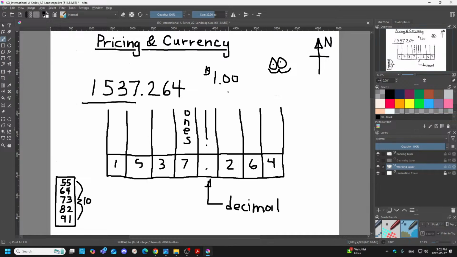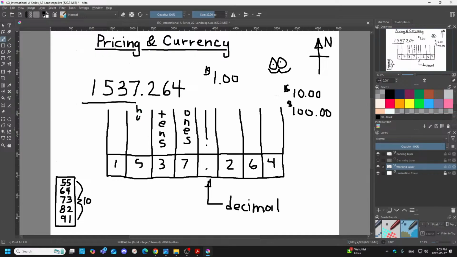Okay, what's next? Well, if you have $10, it's written like that. That means the 1 is in the tens place. Dollars, tens, right? Tens place. And we can continue. If we have $100, the 1 is in the hundreds place.